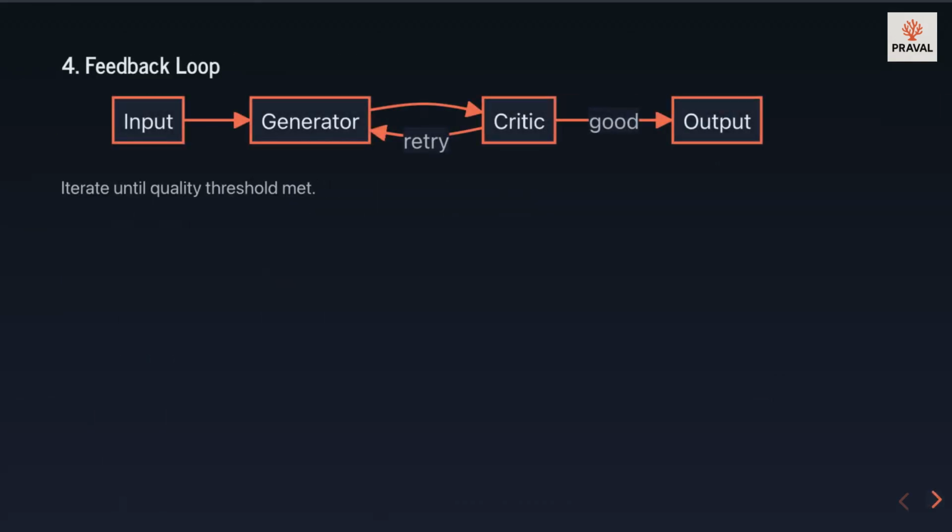Finally, the feedback loop. A generator creates something, a critic evaluates it. If it's good, we're done. If not, we loop back to the generator with feedback. This is fantastic for iterative refinement, like code review or content editing.